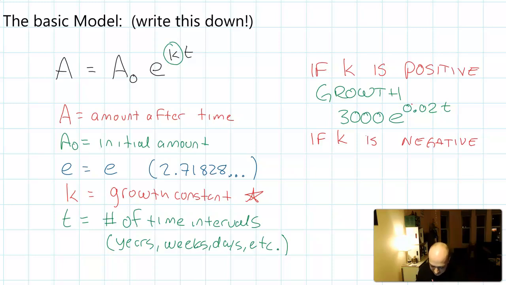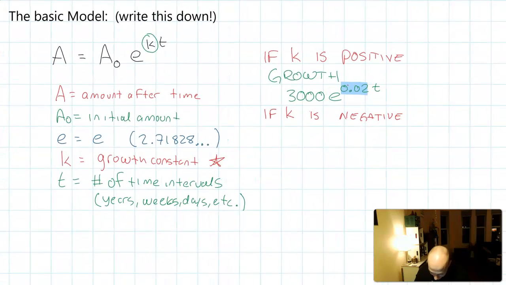Some people get this confused and say, well, 0.02 is less than 1. Isn't that decay? No, you're thinking about the old kind of model. In this new kind of model, we think about whether the k is positive or negative when we're deciding if something is growth or decay.